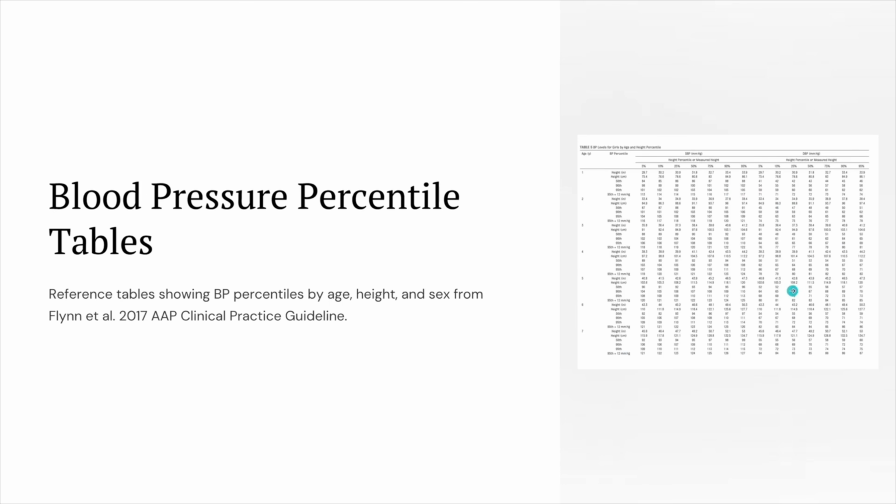This is one of the table shown in the paper. This is a girl's table. Let's say the girl is 4-year-old. According to their height, you will find different references for the 90 percentile and 95 percentile.